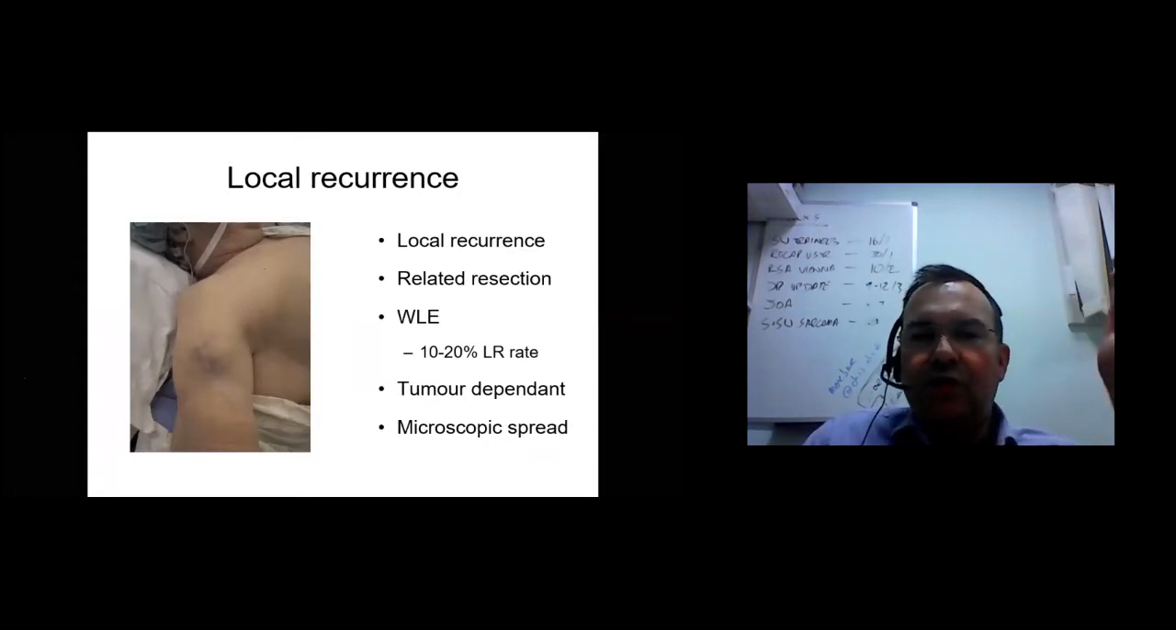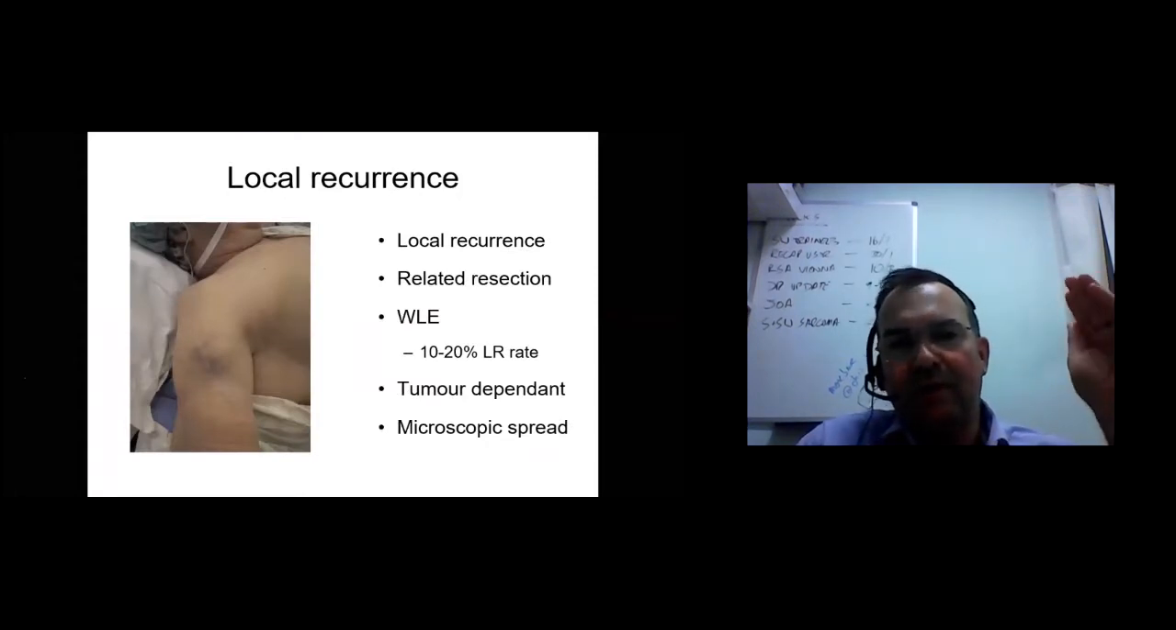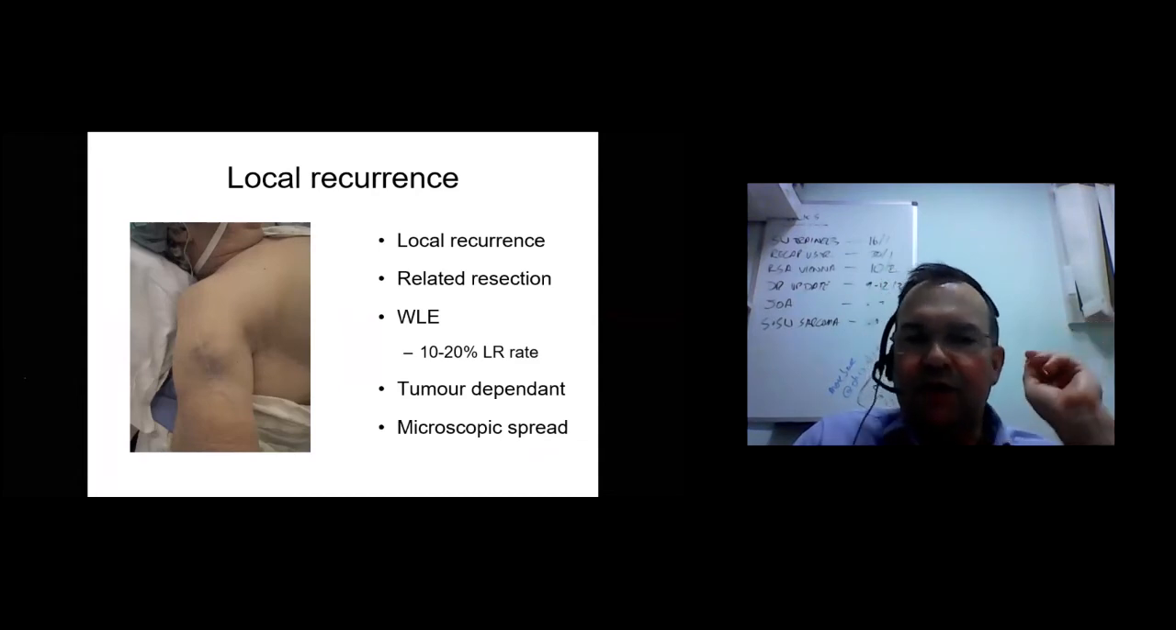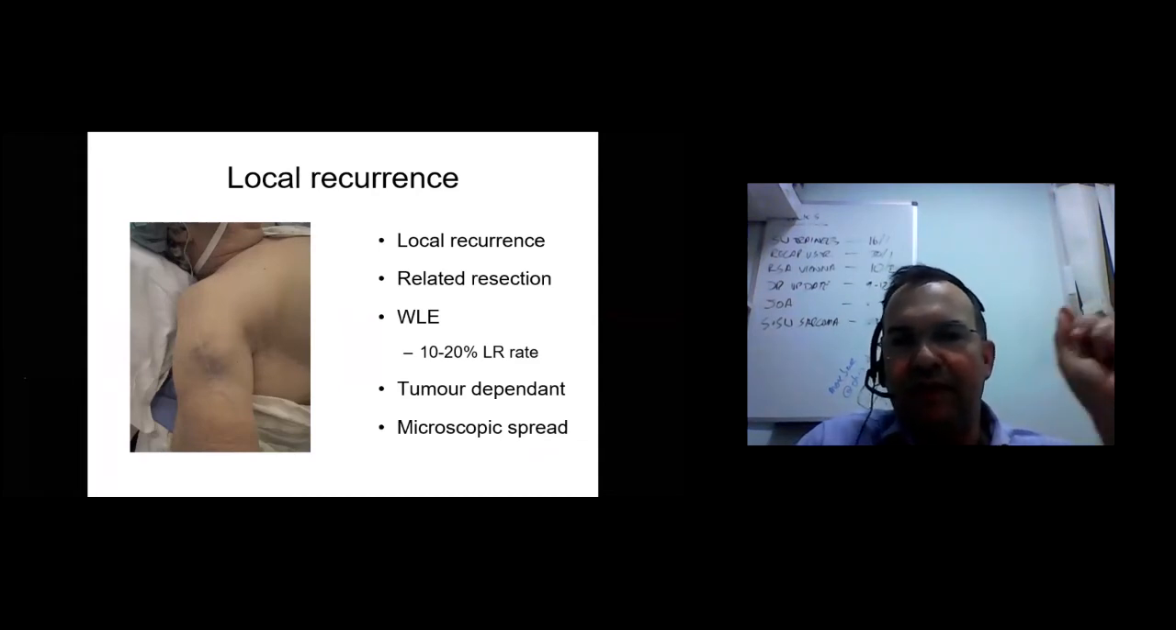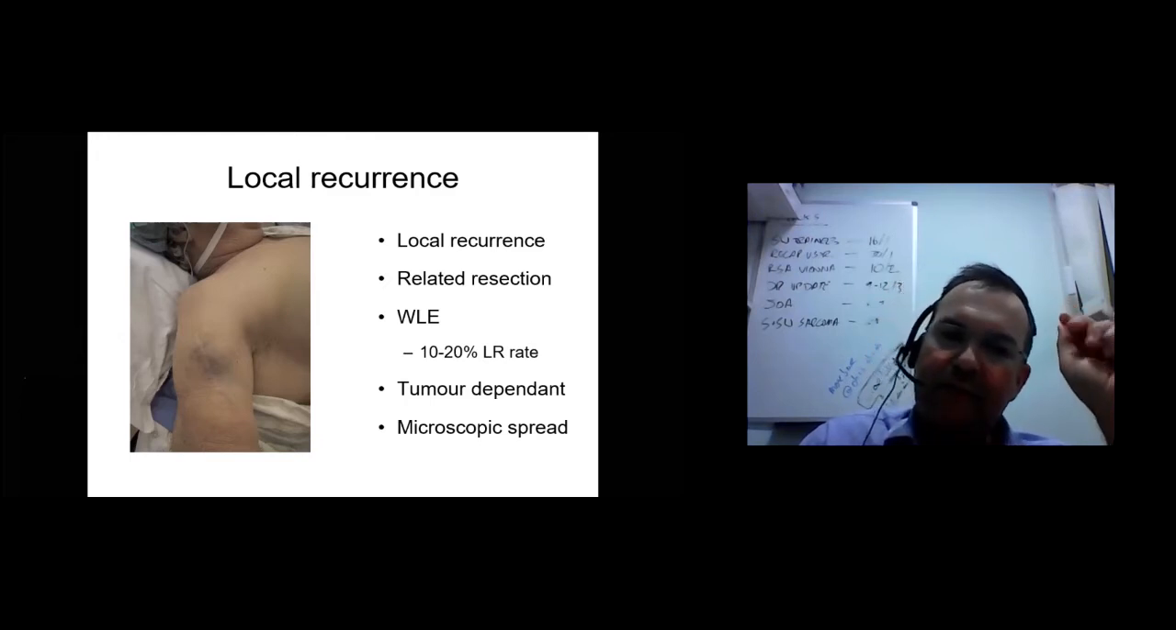Why are we trying to do all this? Why do we care so much about achieving a margin? Because we're trying to reduce the rate of local recurrence. Here's one of our patients here. You can see he's had a previous resection in the right arm.